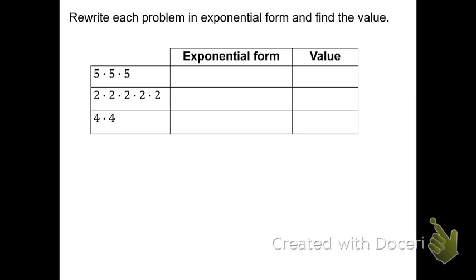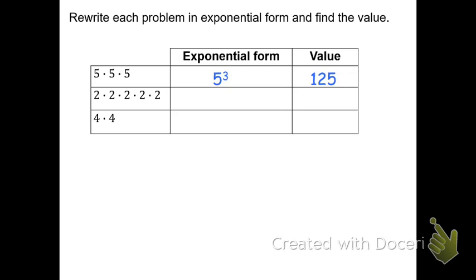I want to rewrite these as exponential form and then find out what their value is. So 5 times 5 times 5 would have a base of 5 because we're multiplying 5 3 times. Hence, this becomes 5 cubed. It is 5 multiplied together 3 times. Now 5 cubed, 5 times 5 times 5, would be 125. 5 times 5 is 25, and then 25 times 5 is 125. So we put the value as 125.